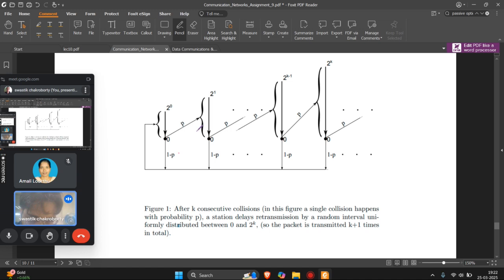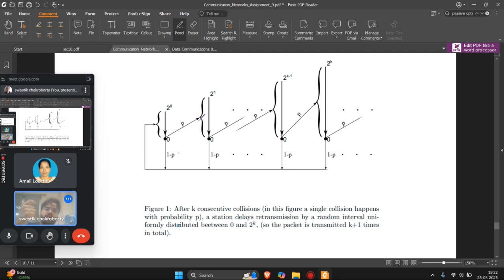In this figure, a collision happens with probability p. A station delays retransmission by a random interval uniformly distributed between 0 and 2 to the power k. So every time you will choose a random interval from 0 to 2 to the power k, where k increases with reattempts. First you will choose a time between 0 and 1. Next you will choose between 0 and 2. Next time you will choose between 0 and 4.